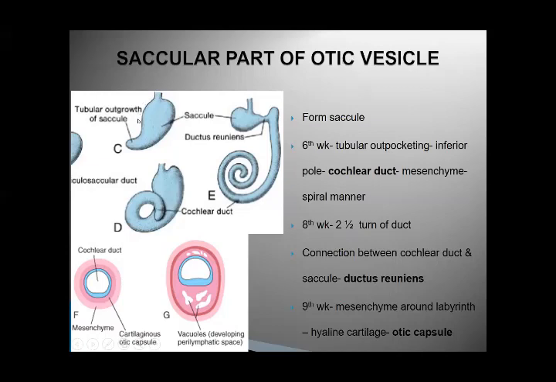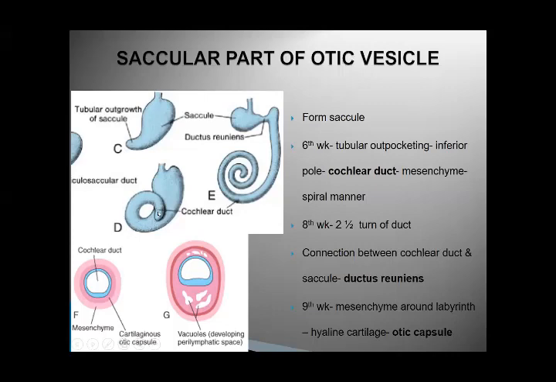What happens in the 6th week is that from this saccule an outpocketing arises. This outpocketing is in the form of a tube, so it is a tubular outpocketing arising from the inferior pole. This tubular outpocketing is called the cochlear duct. So this is a cochlear duct arising from the saccule. Okay. Now it goes on lengthening. This outpocketing, the cochlear duct, goes on lengthening.